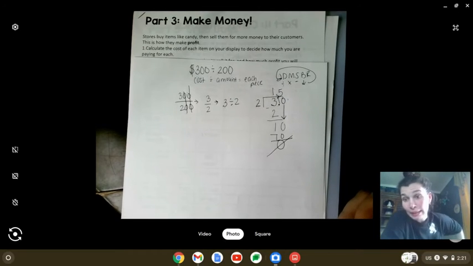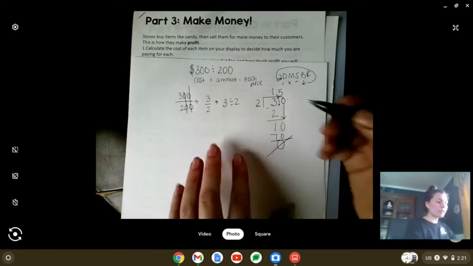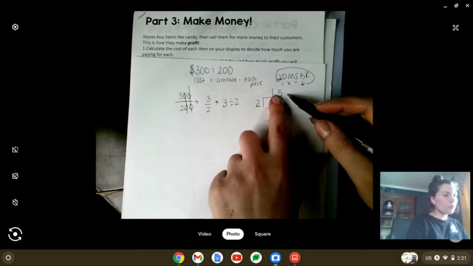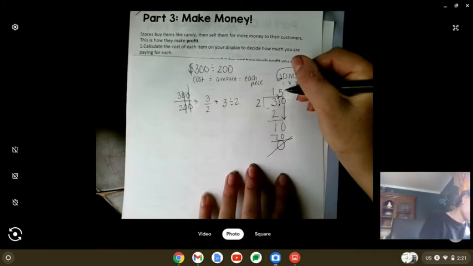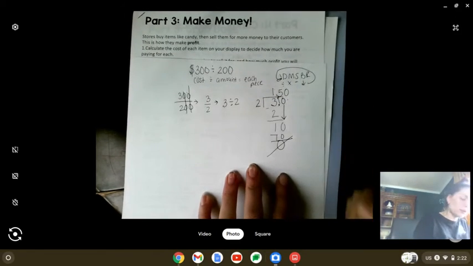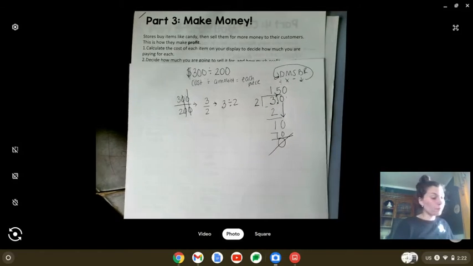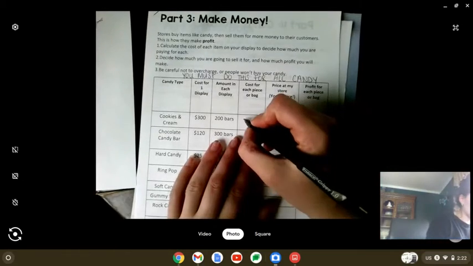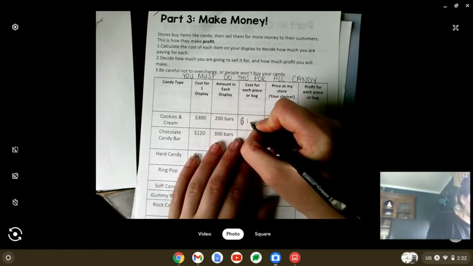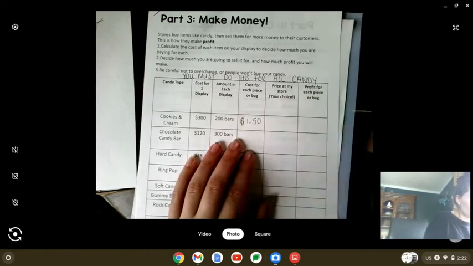But we're talking about money. So 1.5, that's not what money looks like. Money has 2 numbers after the decimal. So we need to add a placeholder or a 0. So for each candy bar we paid, or our cost, how much we had to pay for it, is $1.50.